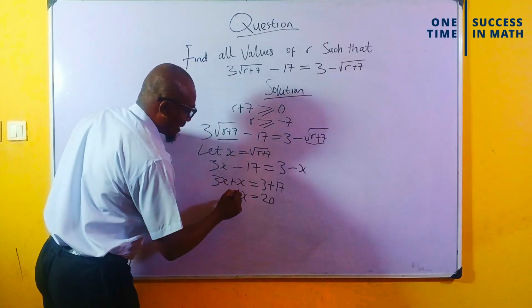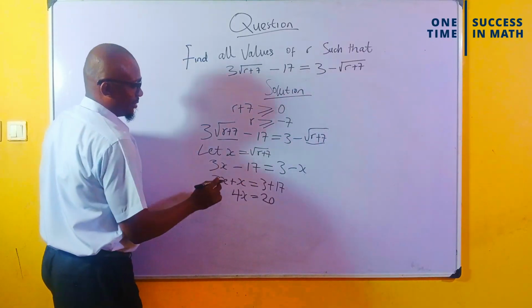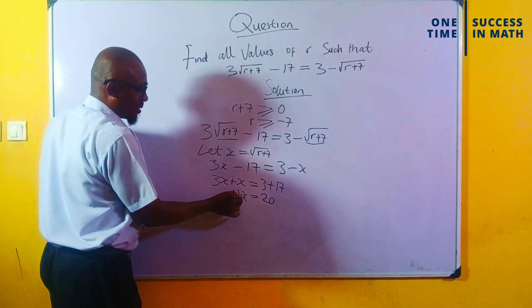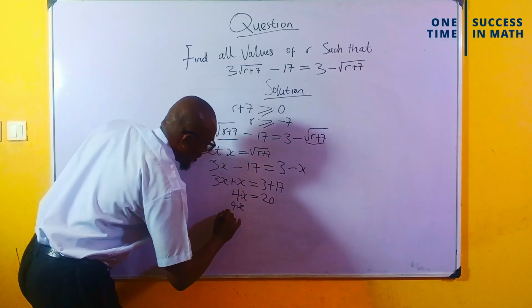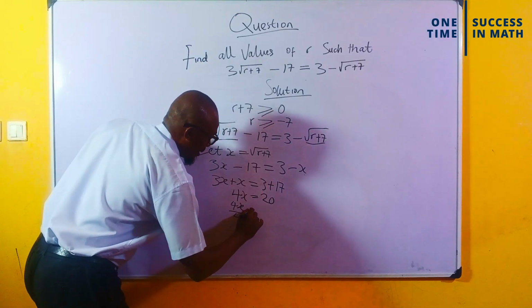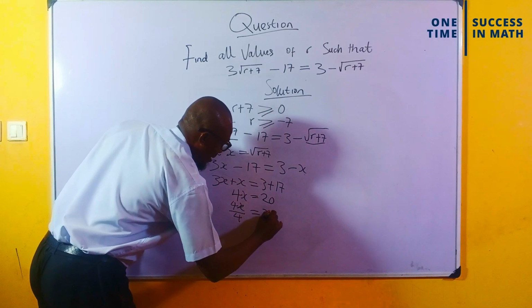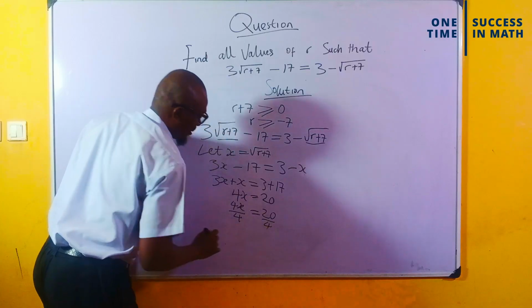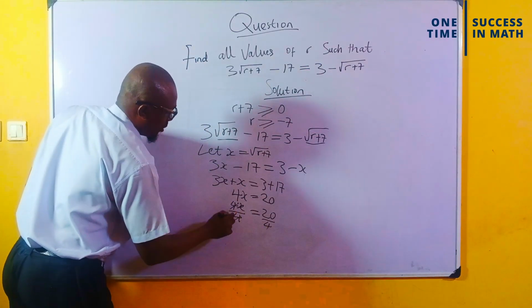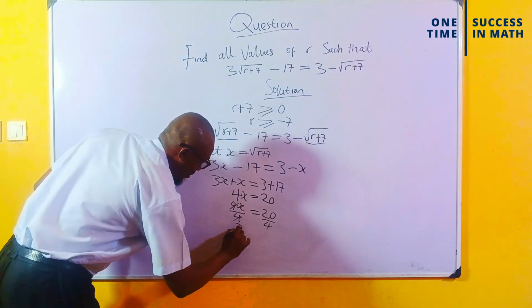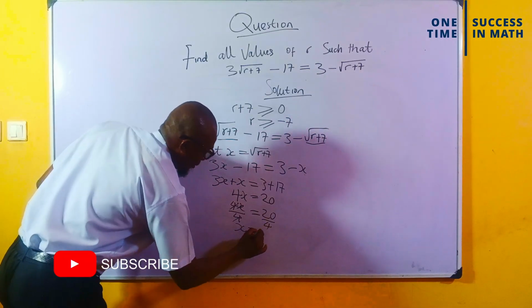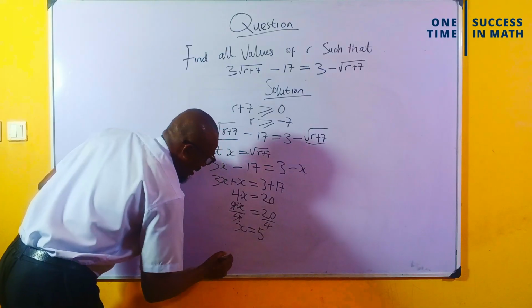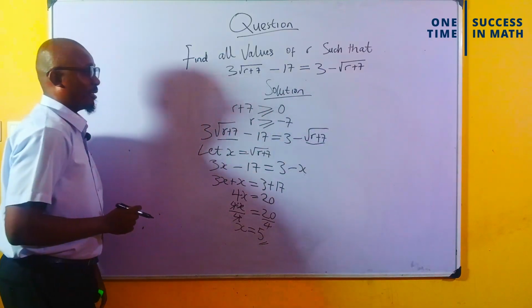From here, to get x, we have to divide both sides by 4 to separate this constant from this variable. That is 4x over 4 equal to 20 divided by 4. 4 divided by 4 is 1. So therefore, x will now be equal to 20 divided by 4, which is 5. Our x is equal to 5.